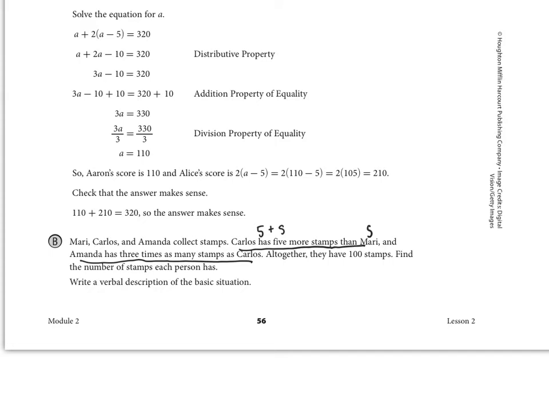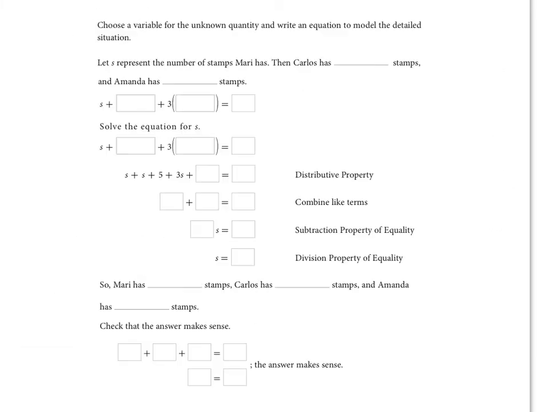So now that we have an expression for Mari, which is S, we have an expression for Carlos, which is 5 plus S. Then the last part that I underlined, Amanda has 3 times as many stamps as Carlos. So we know Carlos is 5 plus S. So Amanda has 3 times as much as this. So Amanda is going to have 3 times that, right? And by that, I mean 5 plus S, or S plus 5. I think you'll see that on the next page. So let's go on to the next page, page 57, to finish this up.